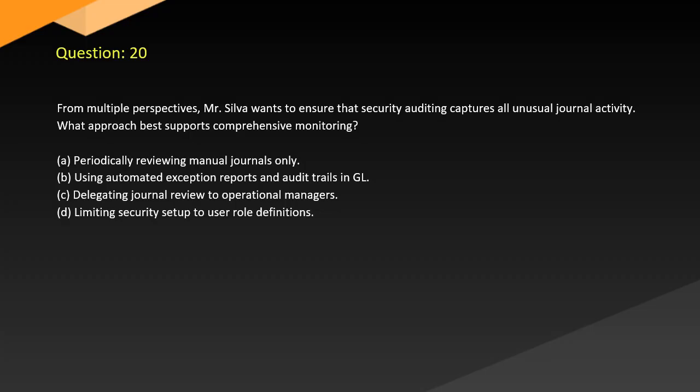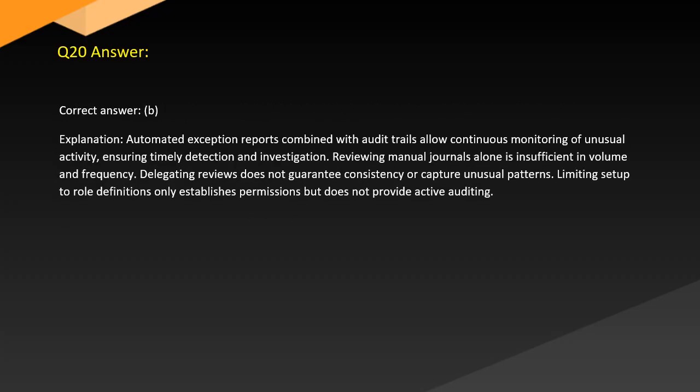A. Periodically reviewing manual journals only. B. Using automated exception reports and audit trails in GL. C. Delegating journal review to operational managers. D. Limiting security setup to use role definitions. Answer. Correct answer. B. Explanation. Automated exception reports combined with audit trails allow continuous monitoring of unusual activity, ensuring timely detection and investigation.